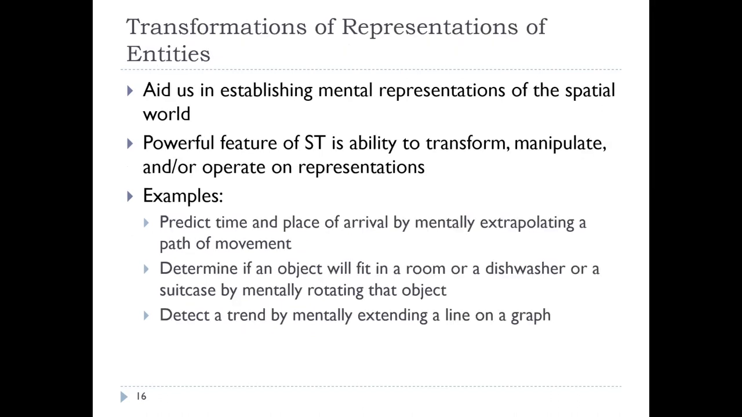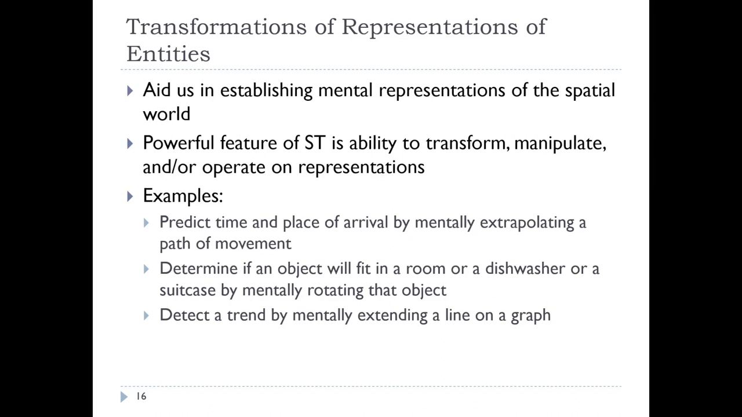Okay. Then we need to transform those representations, right? So it's not just, okay, now I know what it is. It's going the distance. It's going further with that. Being able to transform that helps us to establish these mental representations of the spatial world. And so the powerful component of spatial thinking is this ability to transform, manipulate, operate on these objects, on these representations.